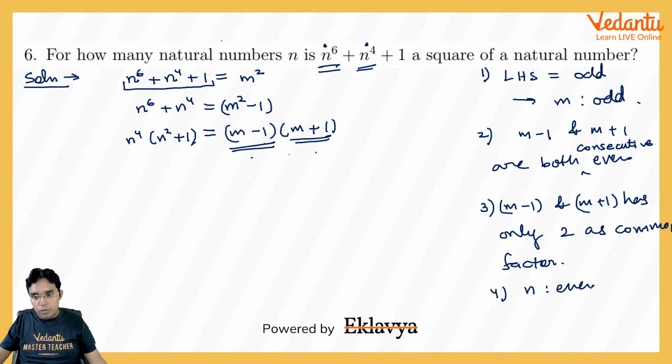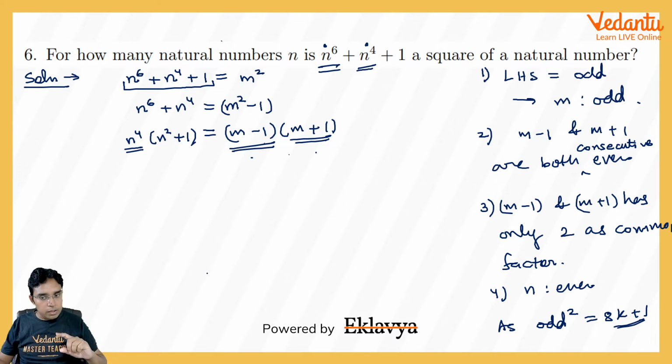Why am I saying so? Because if n is odd, the square of an odd number is always of the form 8k plus 1. So if that is so, n power 4 will be odd, and odd square plus 1 would be 8k plus 2. So you cannot take 8 common from that. So n has to be an even number. I hope it is clear how I am saying that.